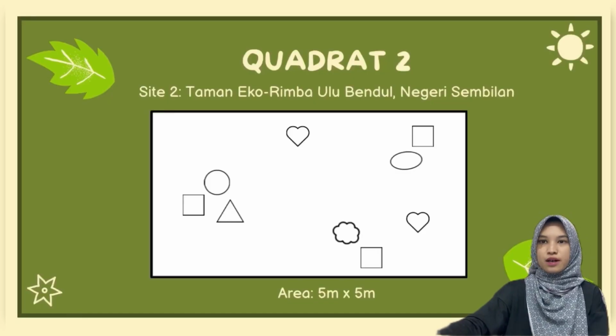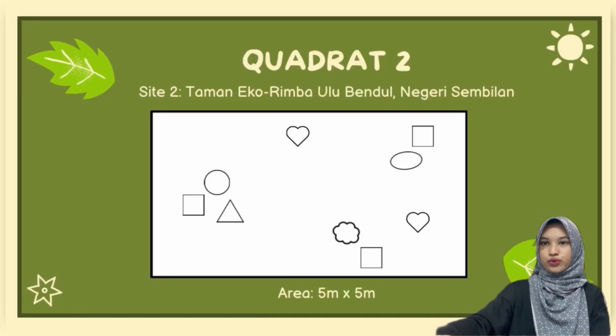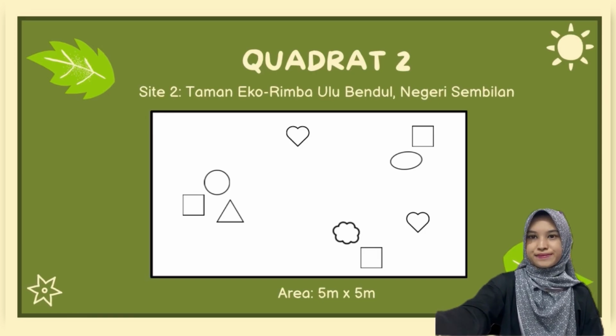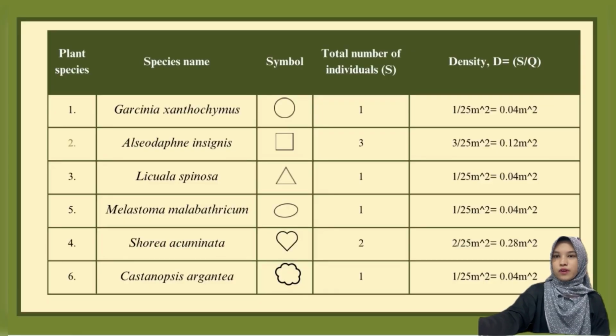So here is our data presentation for quadrat 2. The site of our quadrat 2 is located at Taman Eco Rimba Ulu Bendul, Negeri Sembilan. So here is our table of observation that we have made during the trip. This is the list that we have found in our quadrat 2.